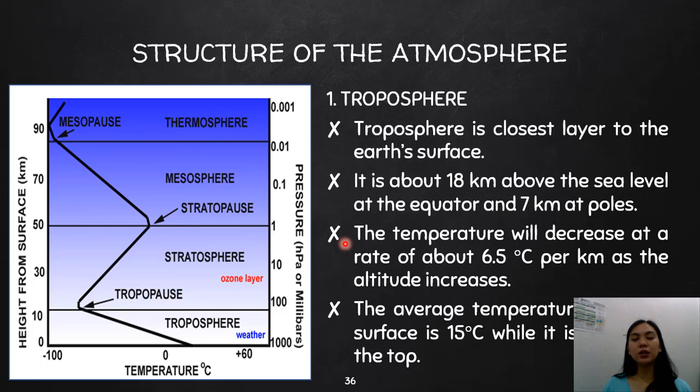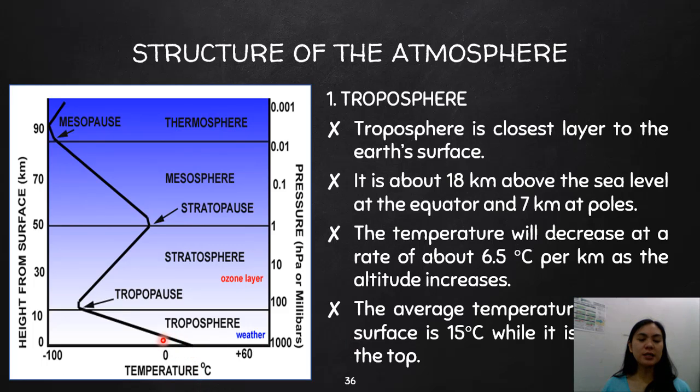And another one that you need to take note of, the temperature will decrease at a rate of about 6.5 degrees Celsius per kilometer as altitude increases, and the average temperature near the surface is 15 degrees Celsius while it is negative 57 degrees Celsius at the top.